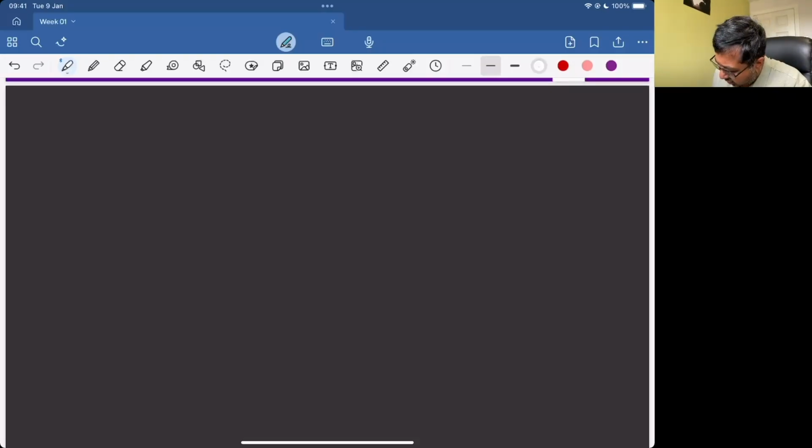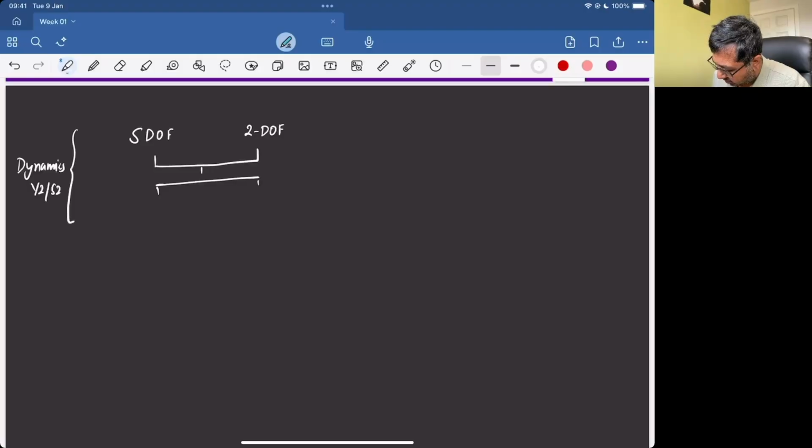Okay, so in previous lecture, you looked at single degree of freedom system, and you looked at 2 degree of freedom system. So this was in your dynamics module in year 2, in your year 2 semester 2. For both of these, you probably looked at damped and undamped systems. Right? So essentially, what have we defined as vibrations?